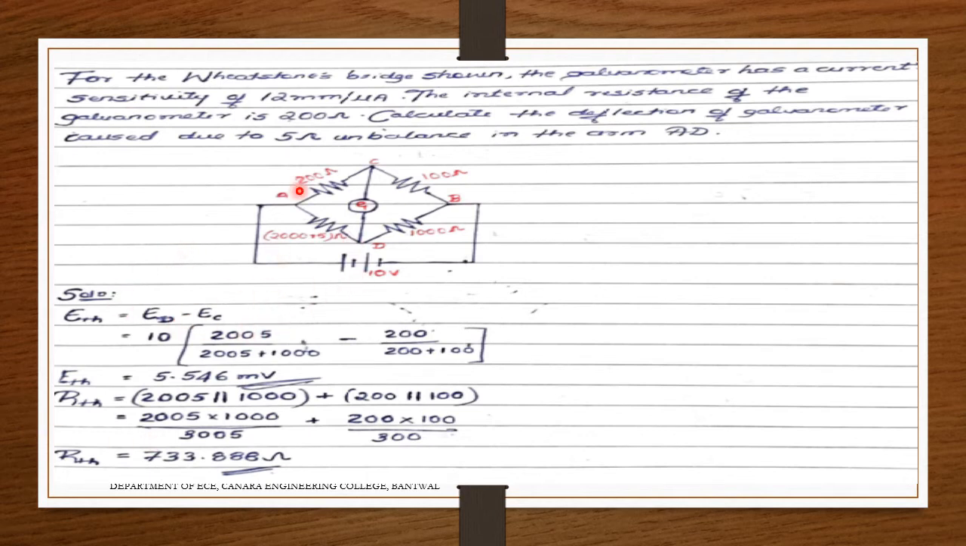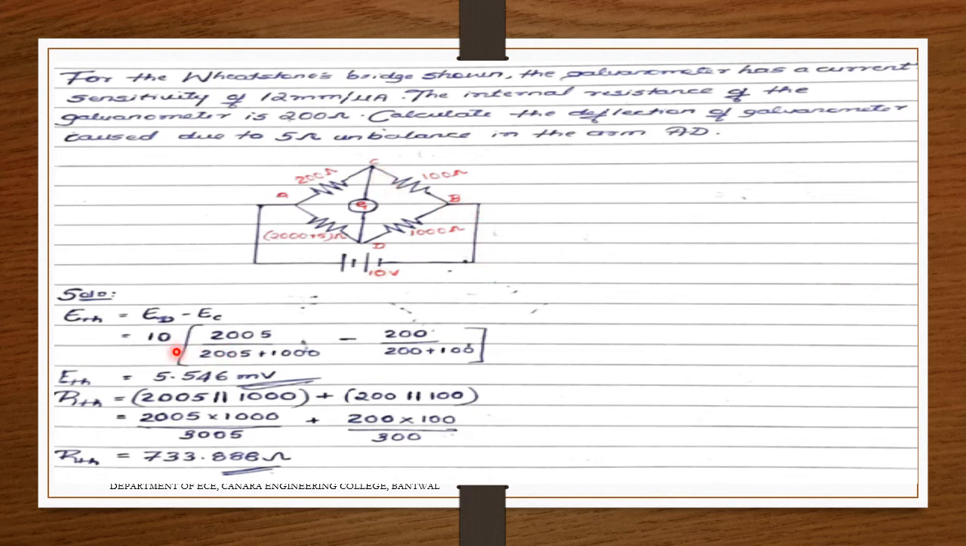Now I'll consider ED minus EC. What we require as per the calculation: we take the E value as 10 volts into the arms there, 2000 plus 5, 2005 divided by 2005 plus 1000. Because they are asking about the arm AD, I have to consider AD and AC. Before, I used to take ED and EC with respect to the ground, but here I am considering with respect to C.